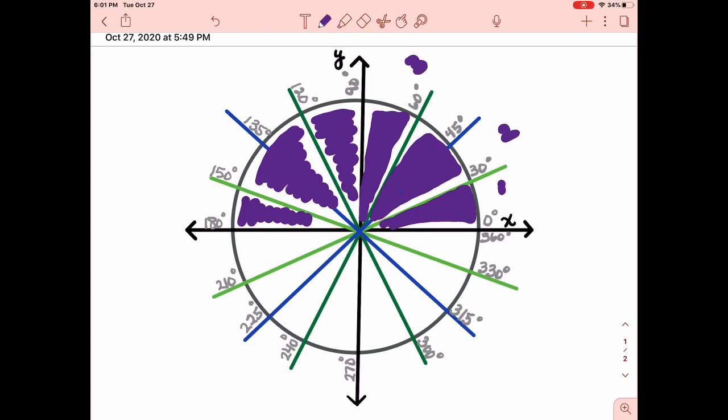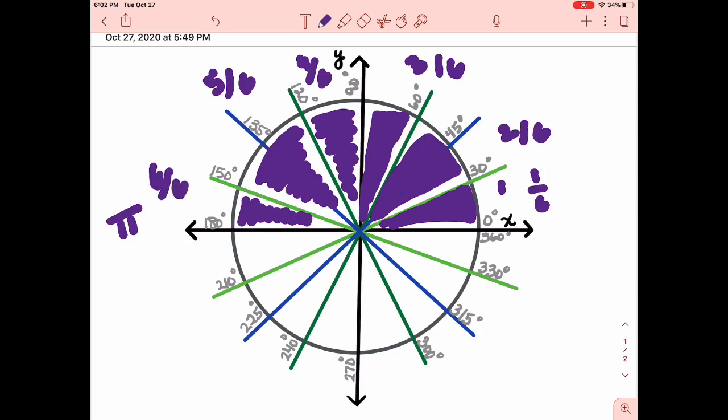180 degrees is pi radians. So if I'm splitting half of a circle into 6, this will be 1/6, 2/6, 3/6, 4/6, 5/6, 6/6, which is 1.